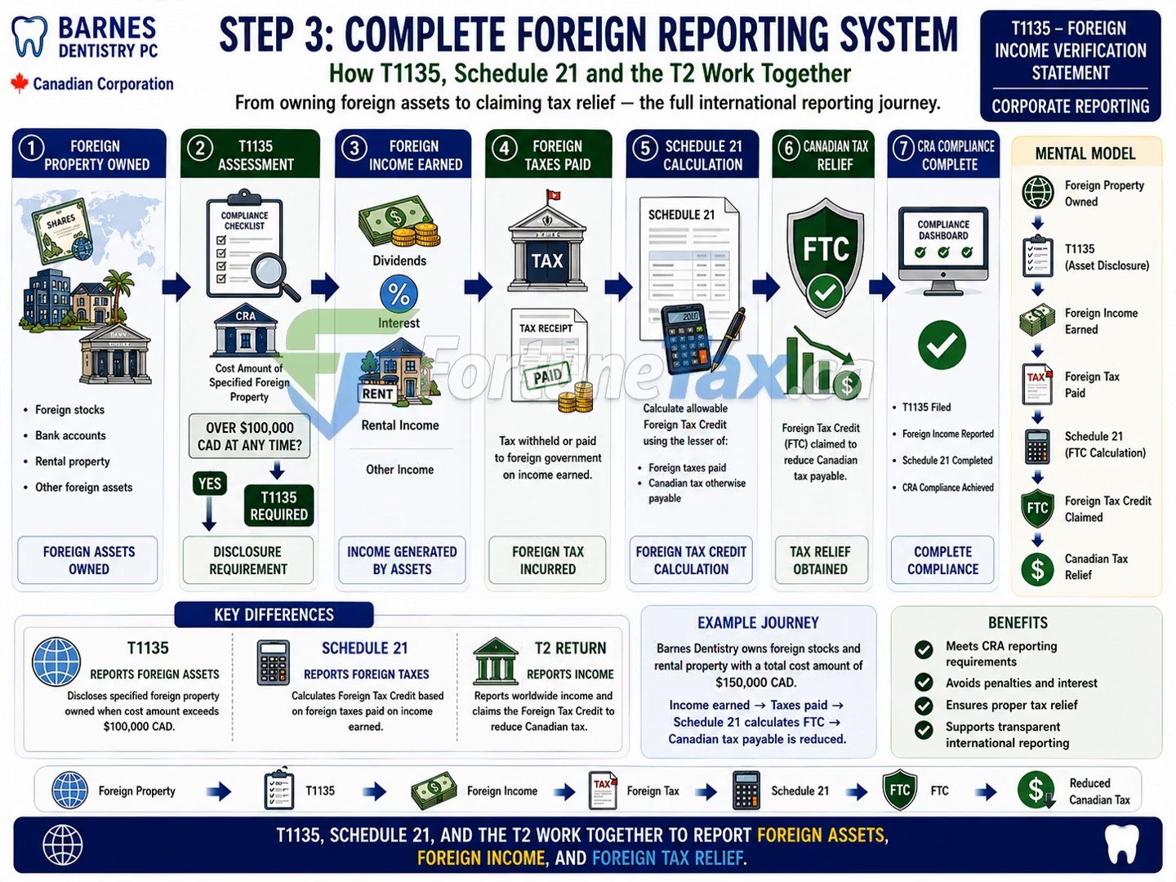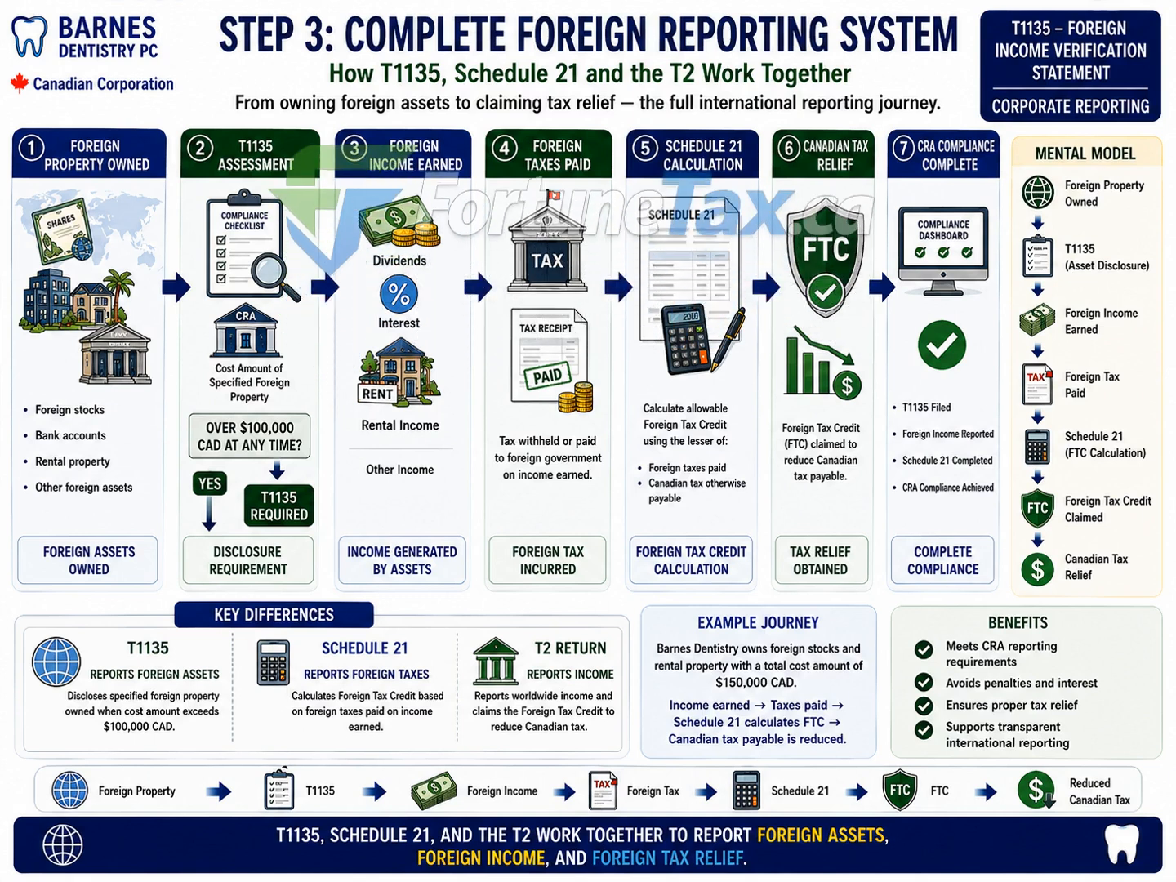The benefits panel on the right summarizes the outcome. Proper reporting helps satisfy CRA requirements. It reduces the risk of penalties. It ensures appropriate tax relief. And it supports transparent international reporting. The final banner captures the entire message of this section. T1135, Schedule 21, and the T2 work together to report foreign assets, foreign income, and foreign tax relief. That's the complete international reporting system.